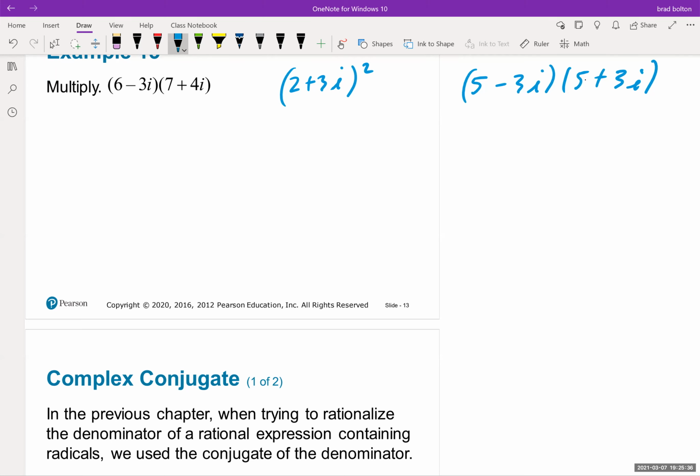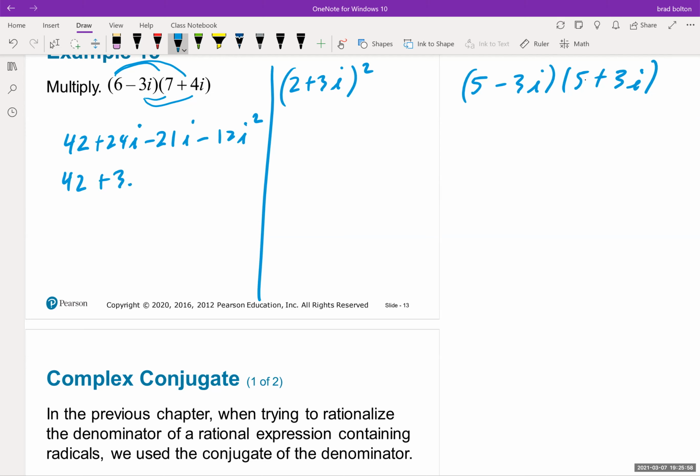Okay, so hopefully you distributed this times this, this times this, this times this, this times this. So we should have 42 plus 24i minus 21i minus 12i squared. And once again, I clean it up at the end. So we have 42 plus 3i. Now remember, the 12i squared is going to become plus 12 because i squared is negative 1. So this becomes 54 plus 3i. And there is our solution.